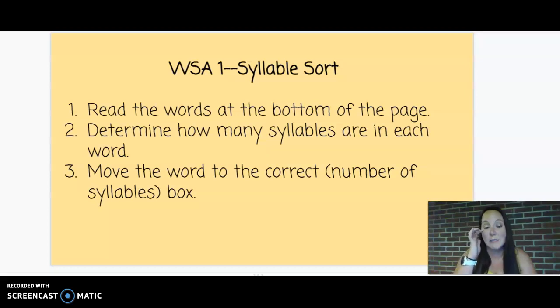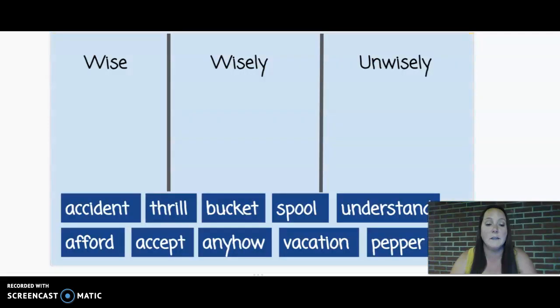Today during our PWS lesson, we counted the number of syllables that were in certain words. To begin, we used the words wise, wisely, and unwisely, which have 1, 2, or 3 syllables. For today's activity, you are going to read the words at the bottom of the page. Then you will determine how many syllables are in each word.